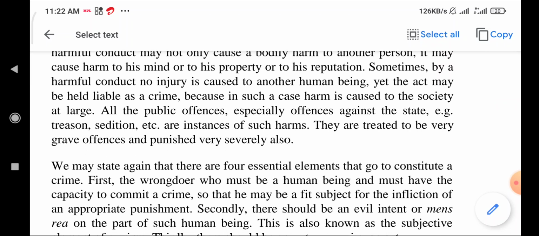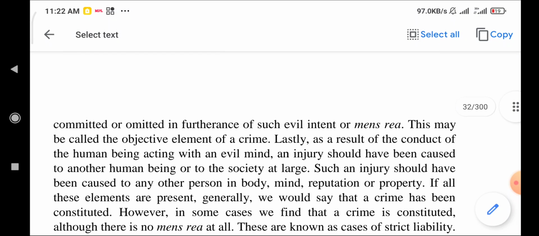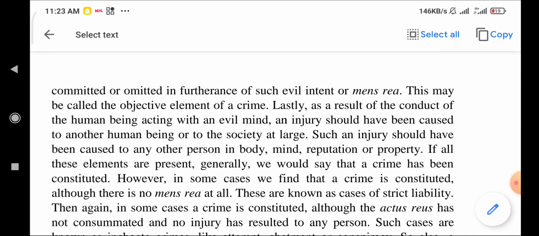Also, you may state again that there are four essential elements that go to constitute a crime. First, the wrongdoer, who must be a human being and must have the capacity to commit a crime, so that he may be fit to be subject to infliction of an appropriate punishment. Secondly, there should be an evil intent or mens rea on the part of such human being. This is also known as the subjective element of crime. Thirdly, there should be an actus reus, that is an act committed or omitted in furtherance of such evil intent or mens rea. This may be called the objective element of a crime.